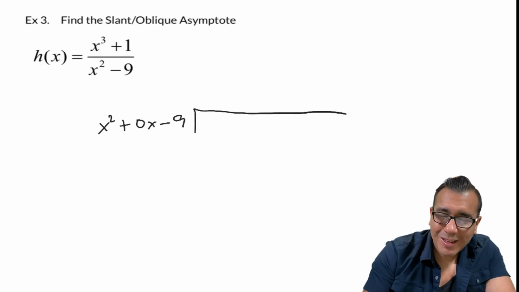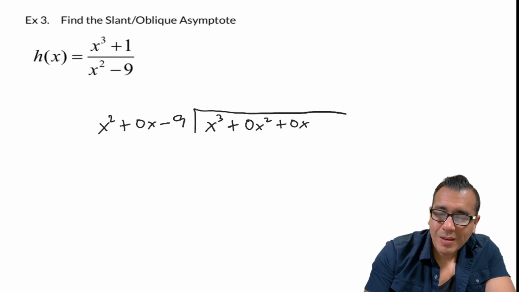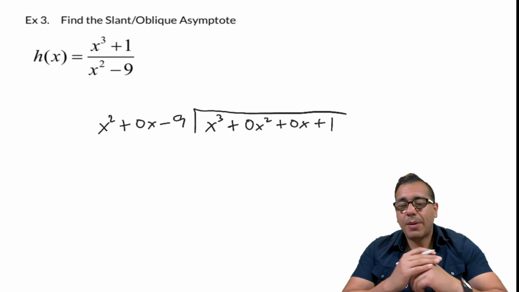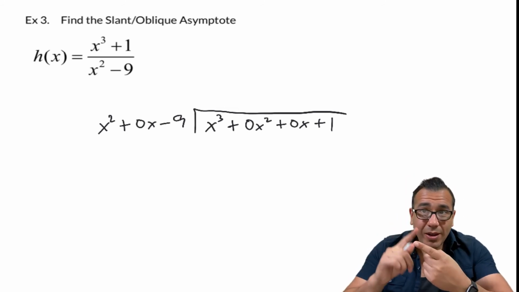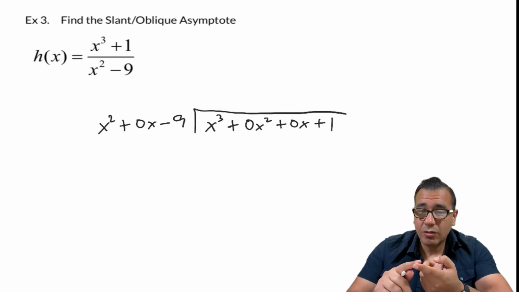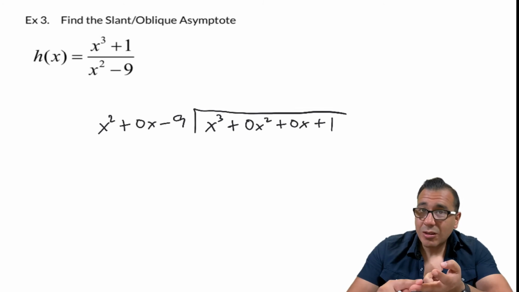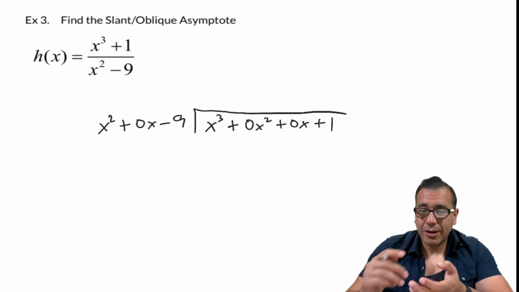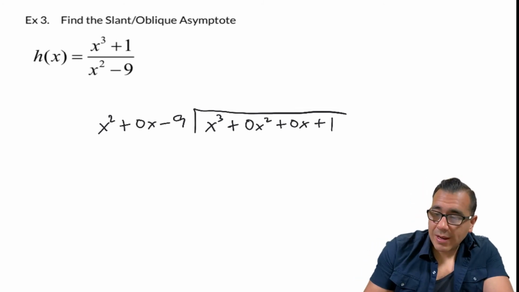All right, so again, let's go ahead and put this in descending order. Boom. All right, so I got my placeholders. Notice there was no x squared term, so I put a 0 placeholder. There was no x term, so I put a 0 placeholder, right? So now we're gonna go ahead and divide like it's 1999.